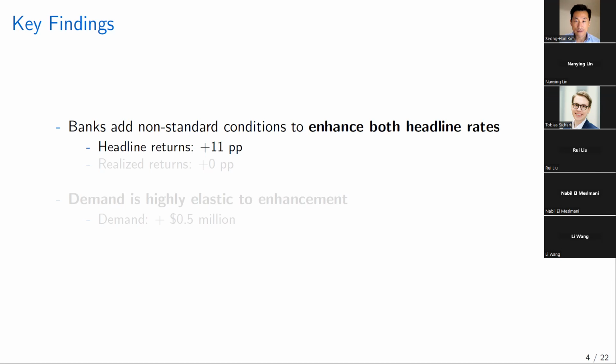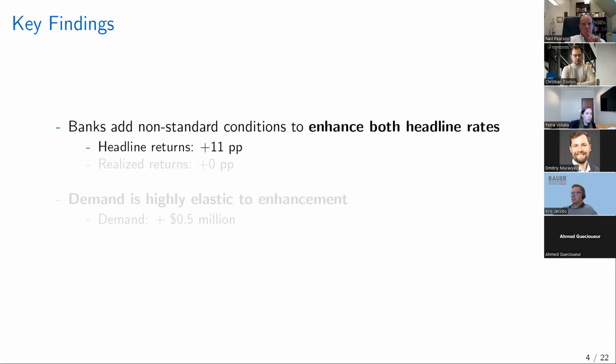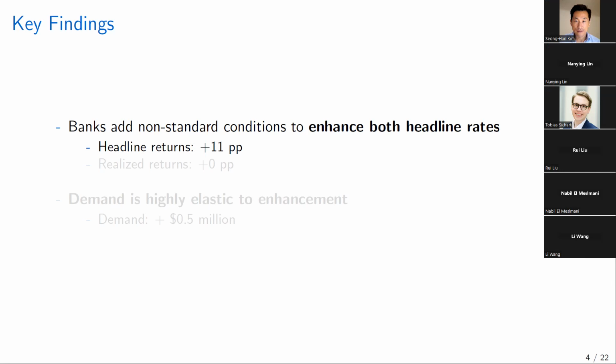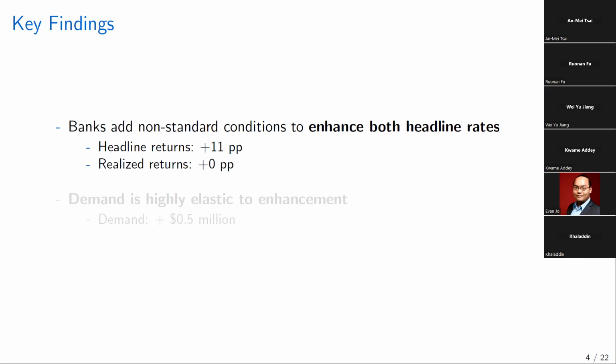I quantify that if I fix all the other attributes of the security, these additional conditions increase the headline returns by 11 percentage points in annual return. So that's a large number. Despite the fact that these additional conditions are super important for what the investors see, the displayed headline returns and protection levels, they are largely artificial for the realized returns. I quantify that this degree of enhancement does not translate into higher expected returns or realized returns. So I call it largely artificial.